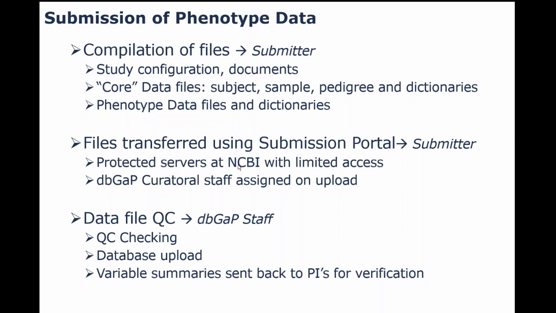The data lands on protected servers at NCBI with very limited access. People in my group and others, like SRA, can actually see these data once they come in, until they're processed and released through the controlled access mechanism. When the files come into dbGaP, dbGaP assigns curatorial staff to process, check the data, and bundle it for release. The dbGaP staff also does some basic sanity checking on the data to make sure that it's consistent with itself.